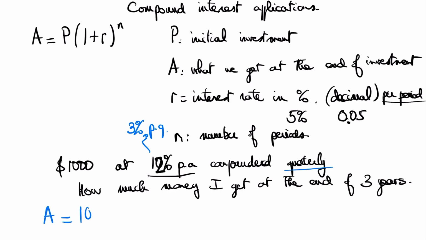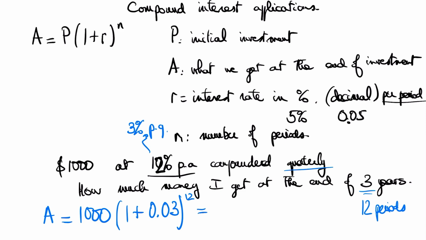So therefore we apply the formula. It's A equal 1,000 times (1 plus 3%), that's 0.03. And how many periods are there? Well, there are 3 years, but we are talking in quarters, sorry. So that's 3 times 4, 12 periods, so that's power of 12. If we plug that in the calculator, we get 1,000 times 1.03 to the power of 12, so that's approximately 1,426 dollars. Right.